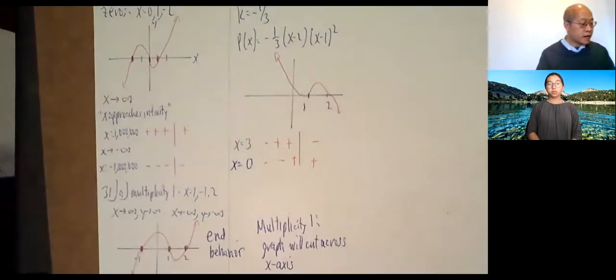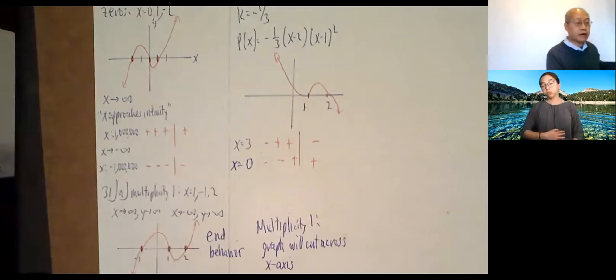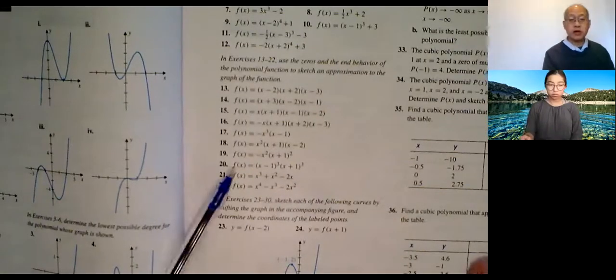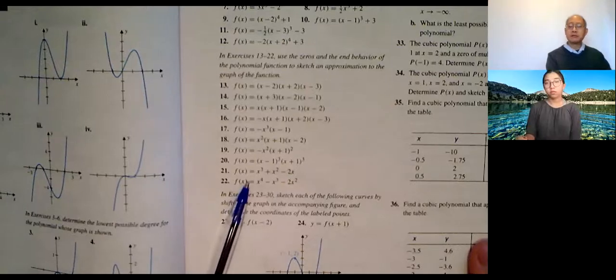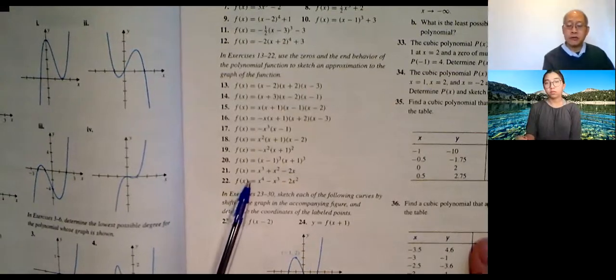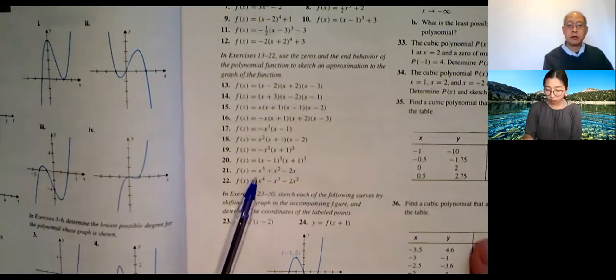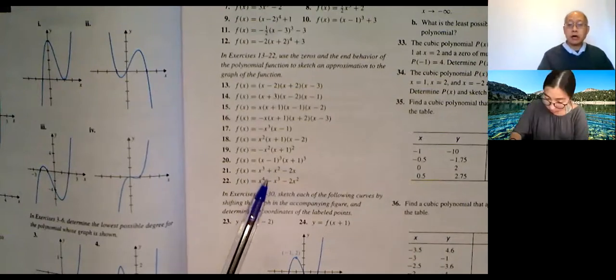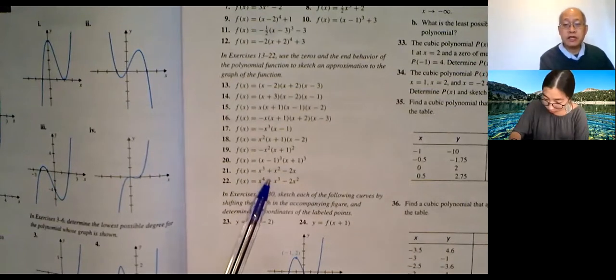Okay, now I'm going to go back and do problem 21. Yes, I know I was going out of order, but I wanted to do the graphs first. Okay, 21 is kind of like yesterday's theme. And then once I do 21, I'm pretty much done with the section, and I can get started with the next one. Okay, so draw a quick graph of x cubed plus x squared minus 2x.